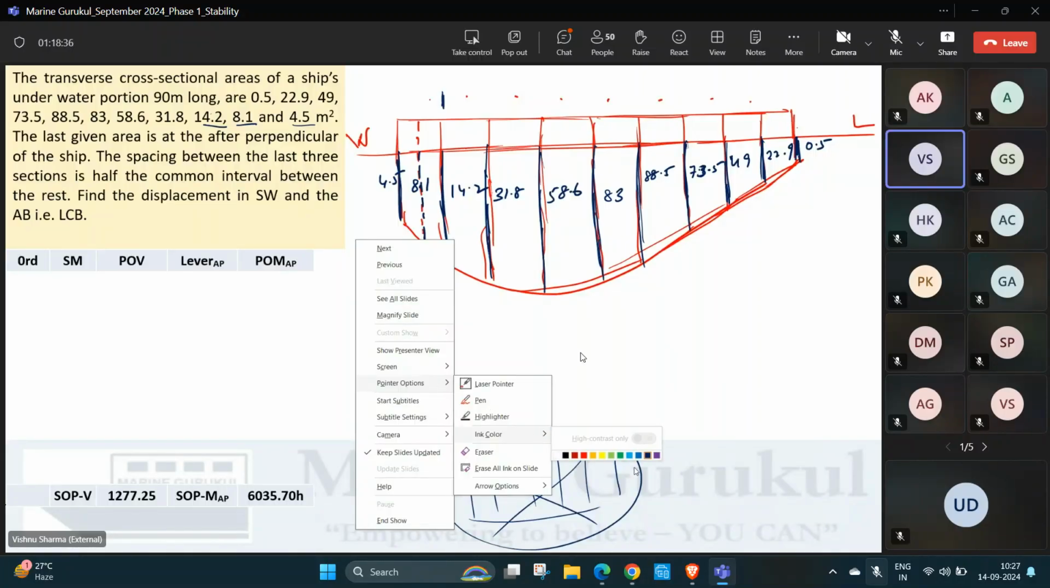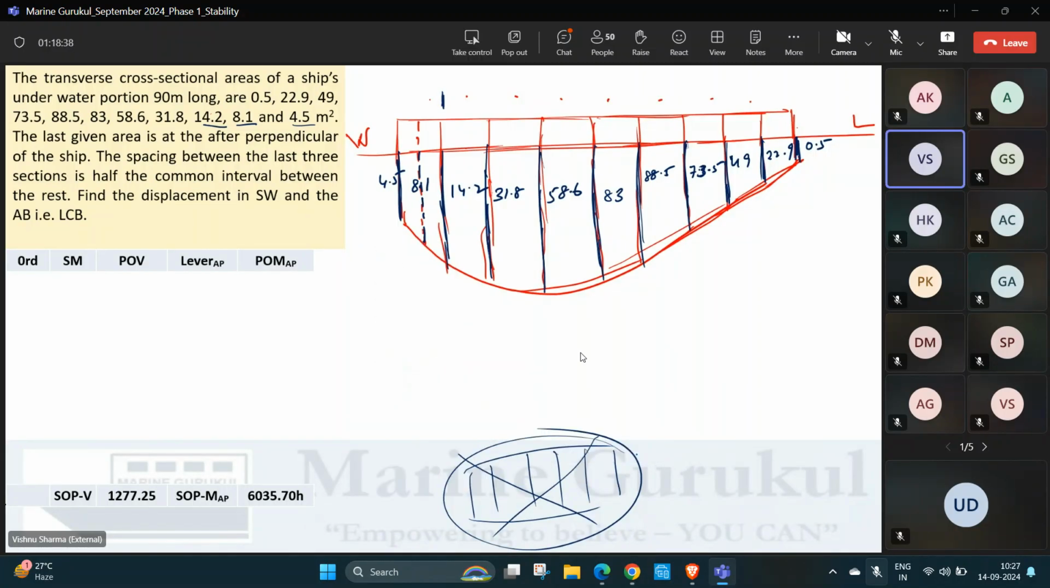Now, guys, when you integrate these blue areas, you will obviously get this volume. Am I right? Correct? Yes, sir. And multiplied by the density, you will get the displacement. Am I right? Yes, sir. Correct, sir. Now, he says LCB or AB is given from the after perpendicular. And in the ship, the last given area is at the after perpendicular. This is the after perpendicular here.